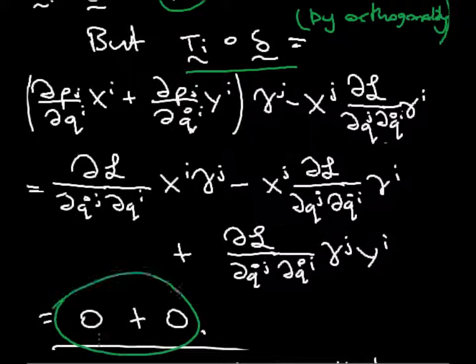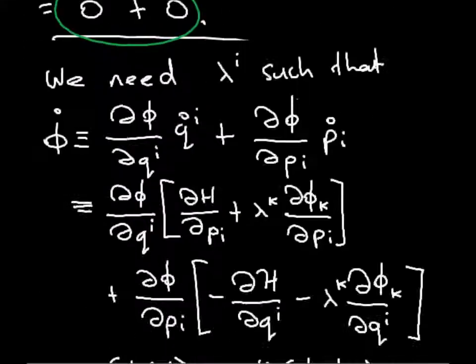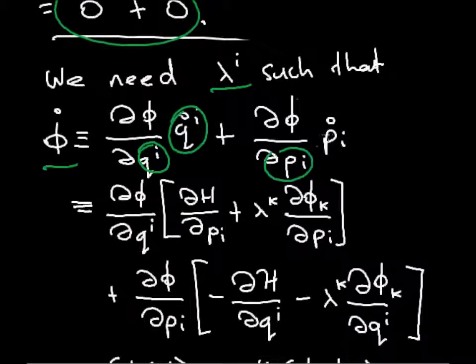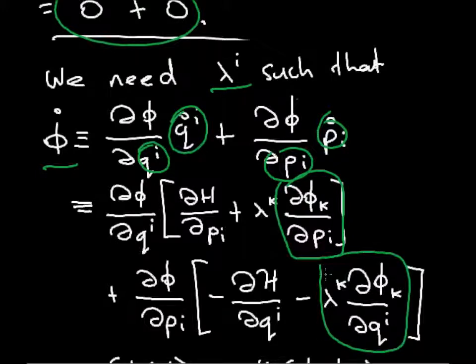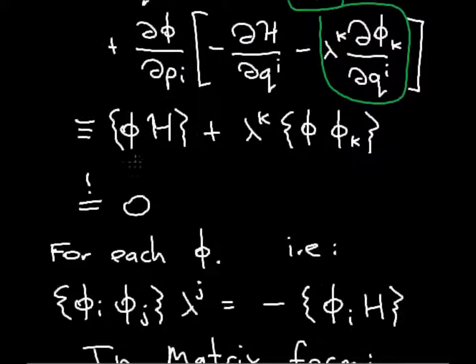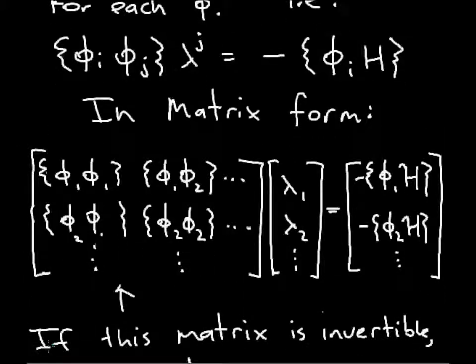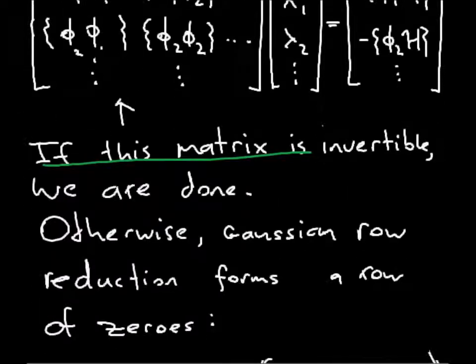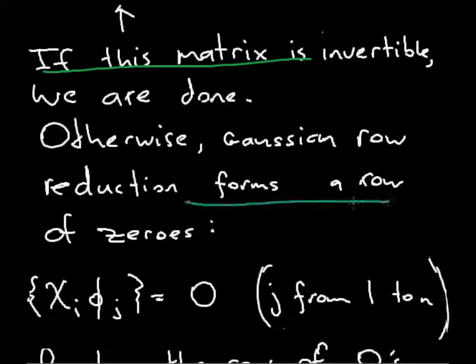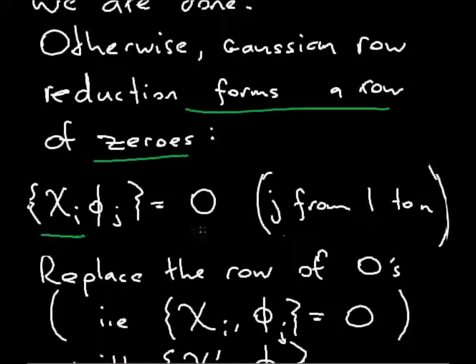This means that we want the time derivative of each constraint, phi, to vanish. The time derivative of one of these constraints depends on its change with the q and p coordinates, which becomes the Poisson bracket with the Hamiltonian plus all the constraints. So we need to solve this system of linear equations. If this matrix of Poisson brackets is invertible, then we're done. But if it's singular, we can perform Gaussian row reduction operations and redefine these constraints to produce some linear combination, let's call it chi, whose Poisson bracket with everybody else equals 0.